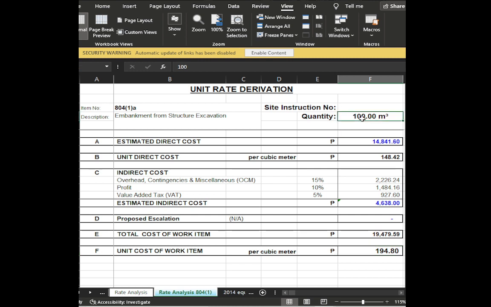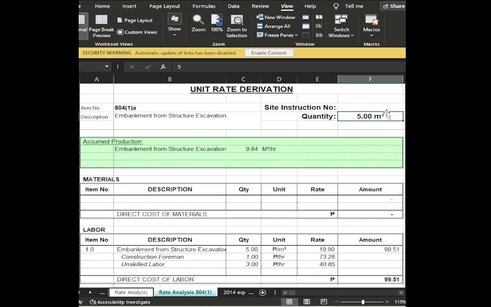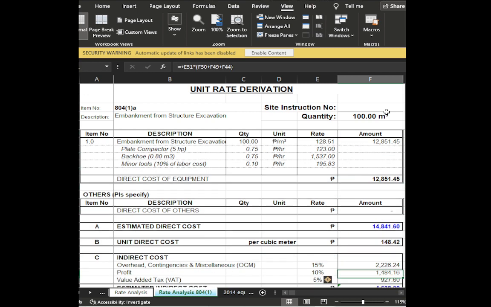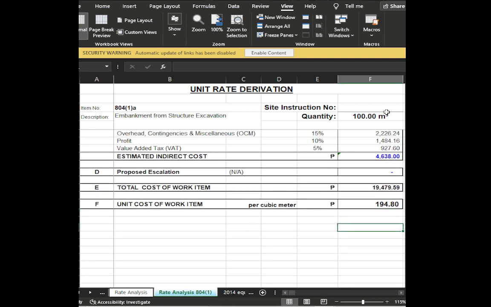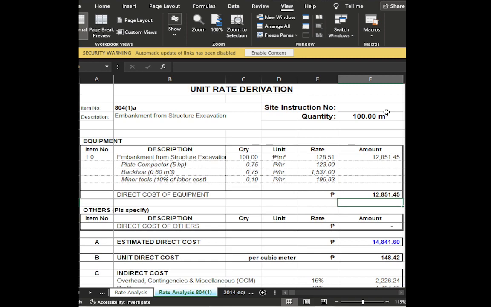Remember, guys, if we change the quantity, if we make it 18 cubic meter or 5 cubic meter, the unit cost will be the same, because this is the analysis per cubic meter of embankment. So the quantity does not matter, guys. It will result in the same amount per cubic meter. So we will just put this at 100 cubic meter only. The total direct cost or the indirect cost amount will be different, but the per cubic meter will be the same. Okay, guys, so this is the embankment from structure excavation.